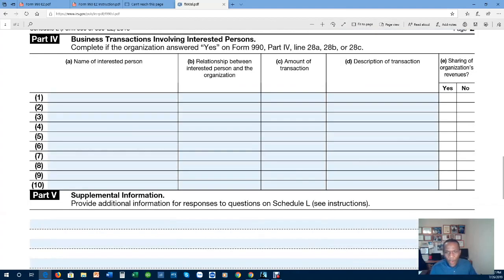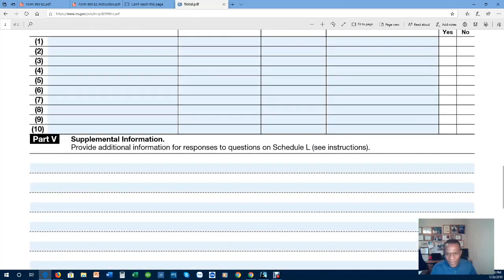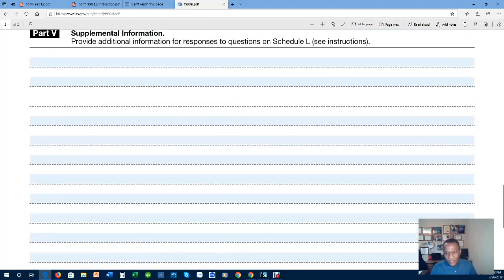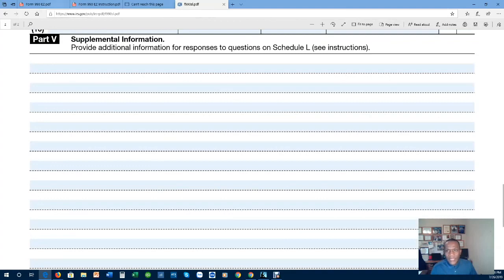And then Part 4, business transactions involving interested persons. Name of the interested person, again the relationship between the organization and the interested person, the amount of the transaction, description of the transaction, and sharing of the organization's revenue will be indicated here. If the interested person has a vested interest in the organization's revenue, you would indicate yes or no here. And Part 5 would be supplemental information: other information, providing additional information in response to questions on Schedule L. You must see the instructions. All right. Okay.